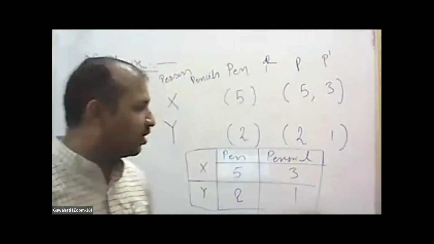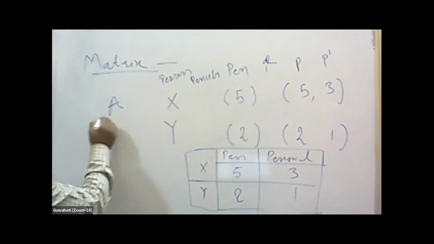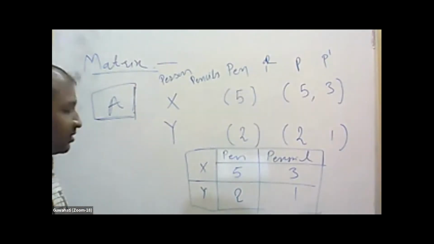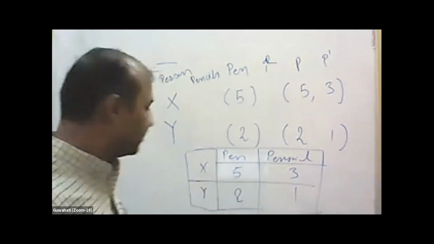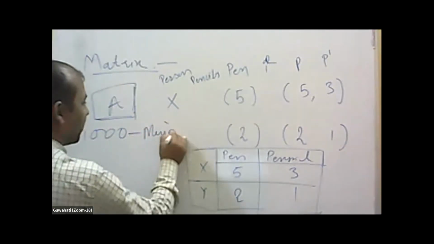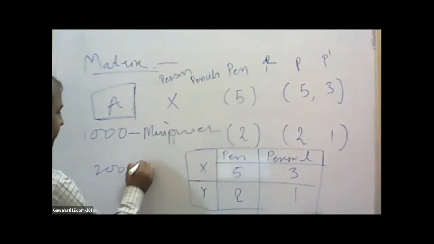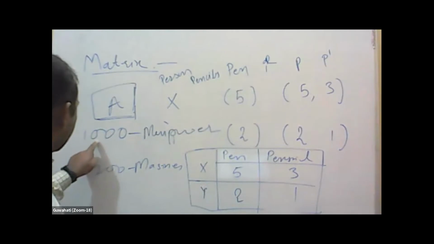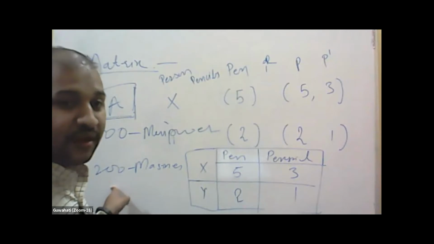Suppose you have a company called A, and in company A you have 1,000 employees. I am calling them manpower, right? And suppose you have 200 machines, 200 machine units, and these 1,000 manpower are working on these 200 machines.